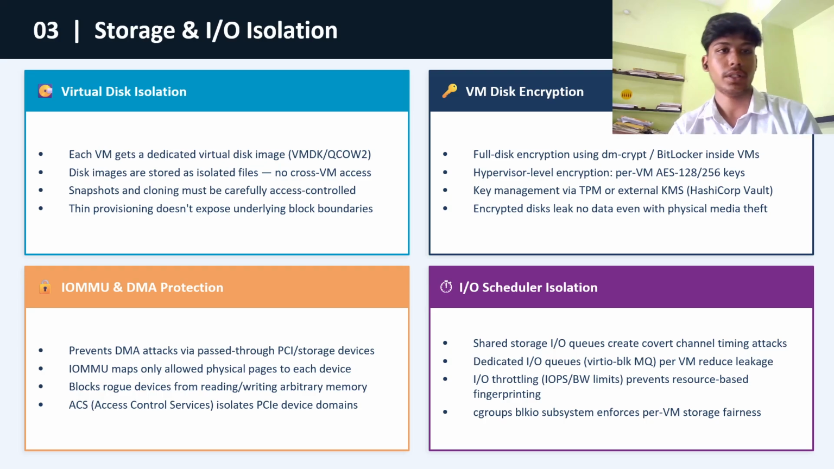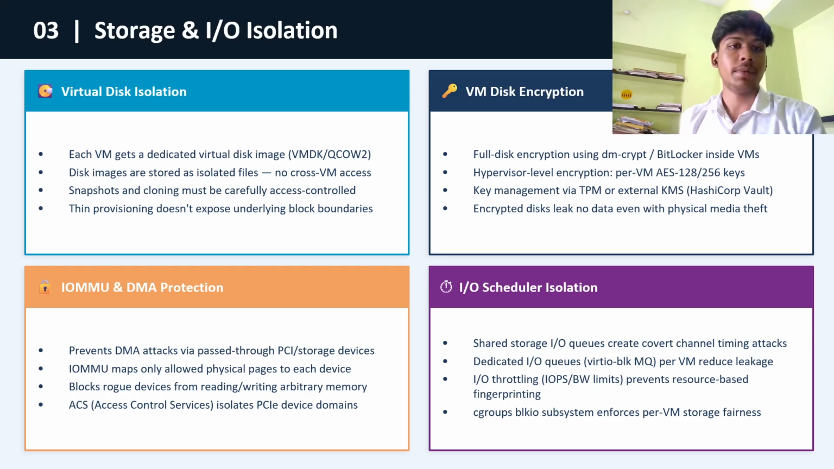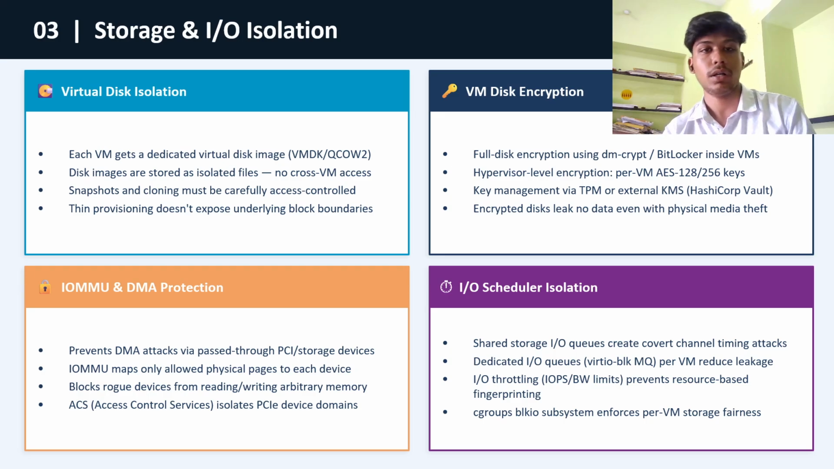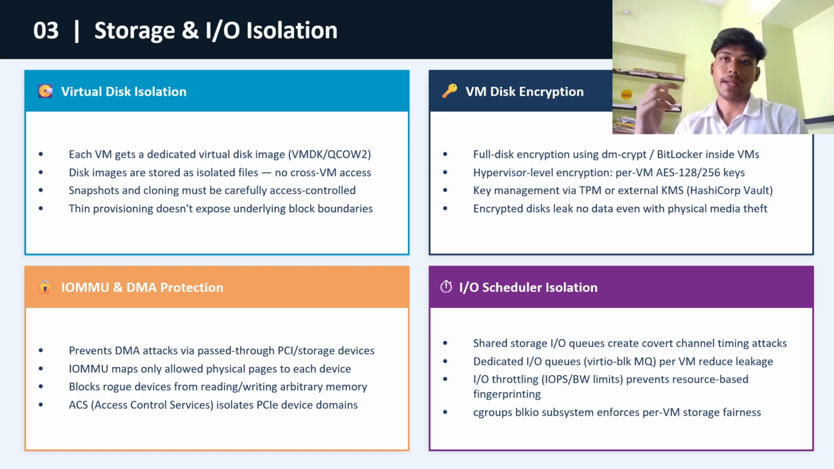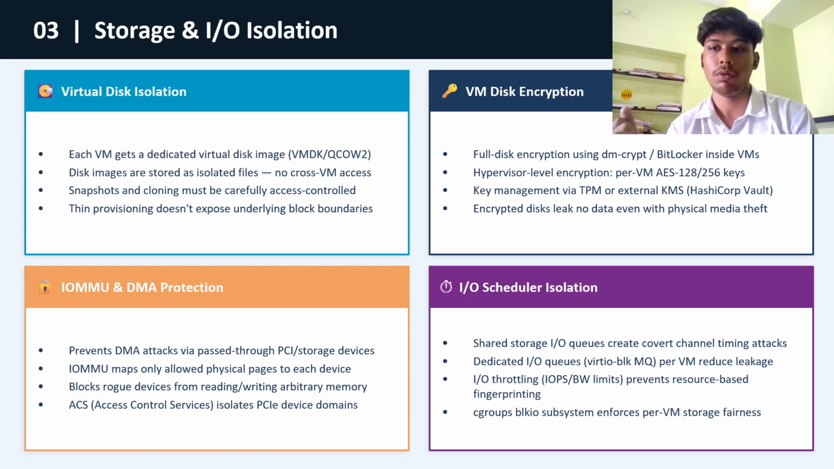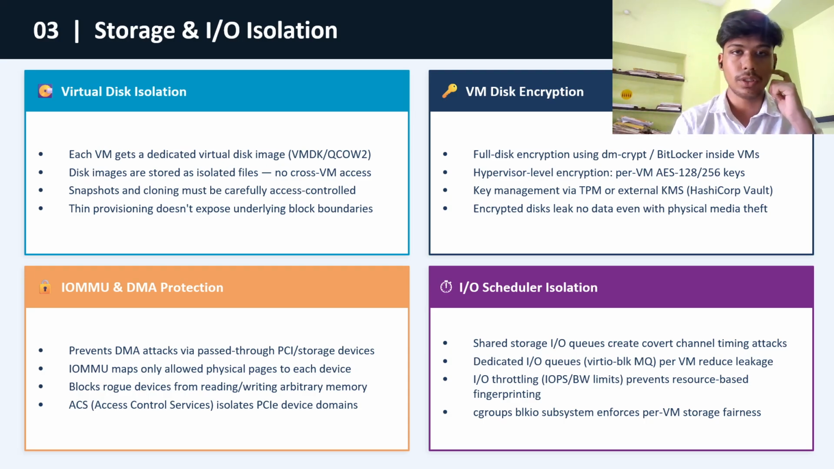First is the virtual disk isolation, in which each VM gets its own virtual disk image stored in formats like VMDK or QCOW2. These are files on the host system. Each VM only sees its own disk image. The hypervisor ensures no VM directly accesses another VM's disk file. However, snapshots and cloned disks need careful access control. A snapshot might contain sensitive data from the original VM.